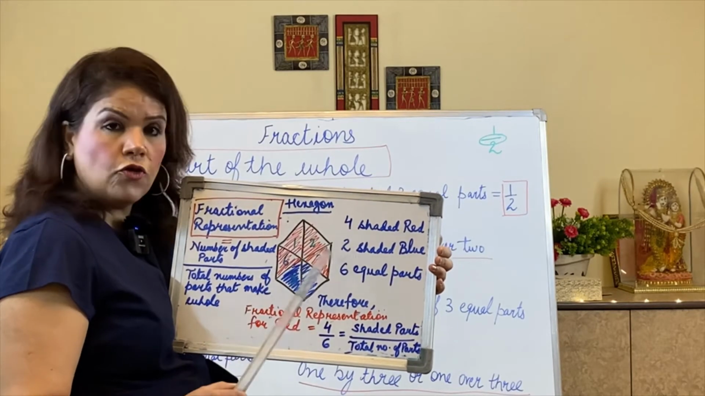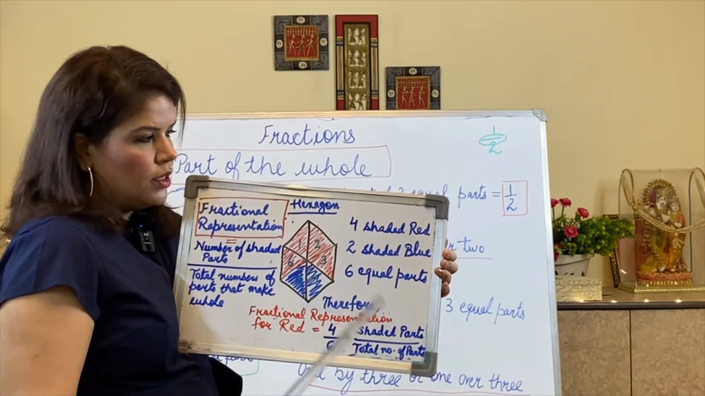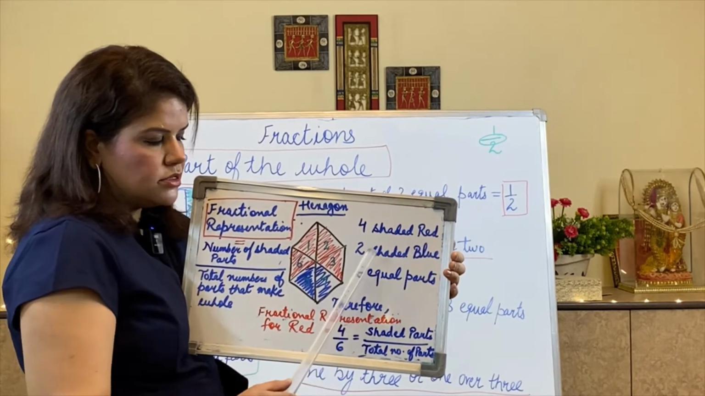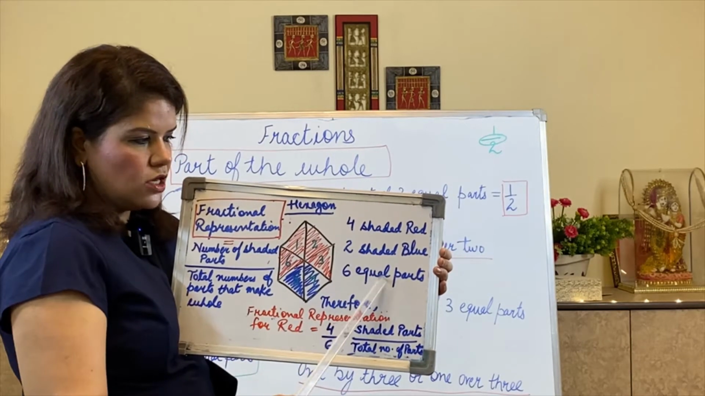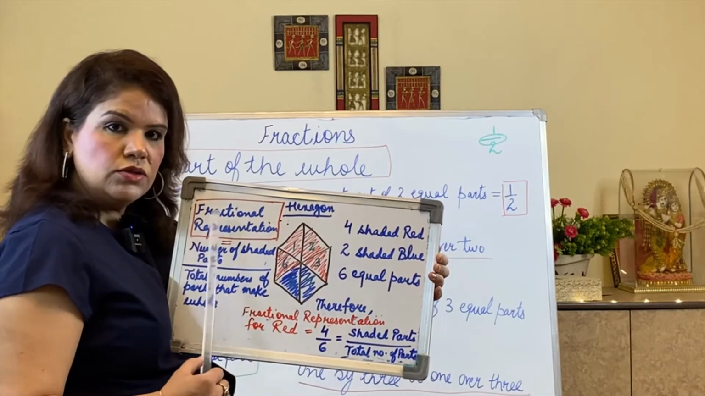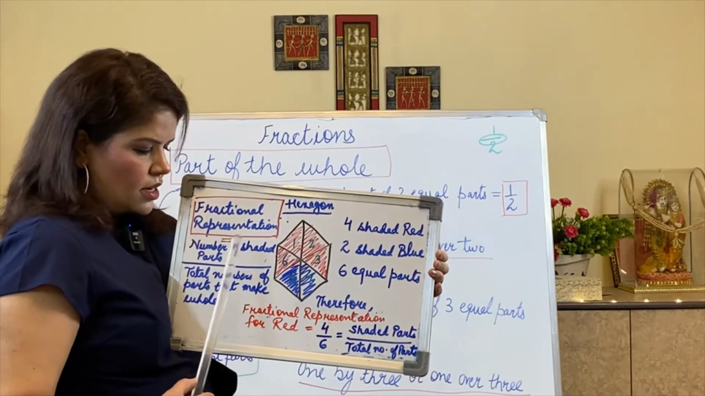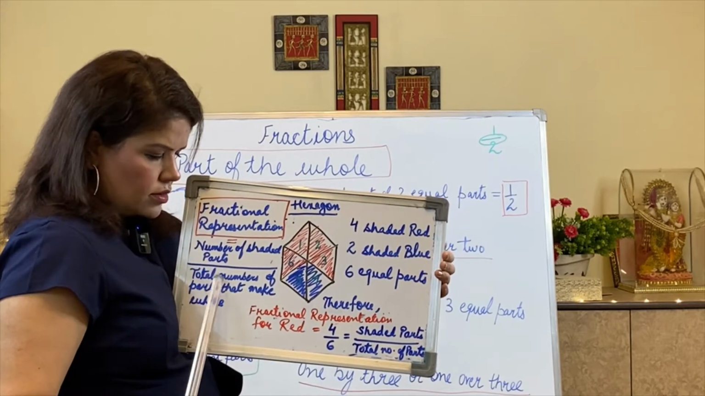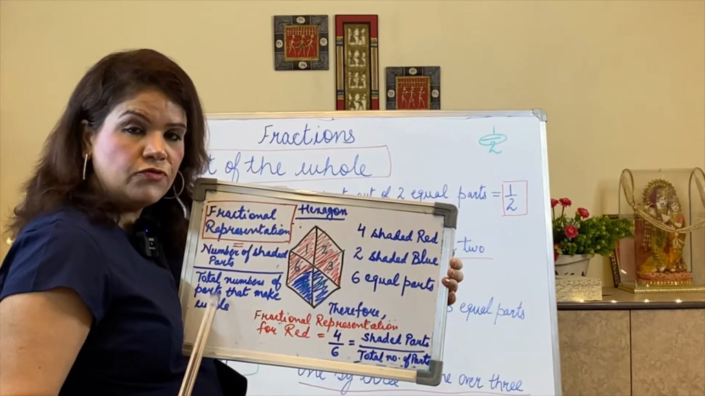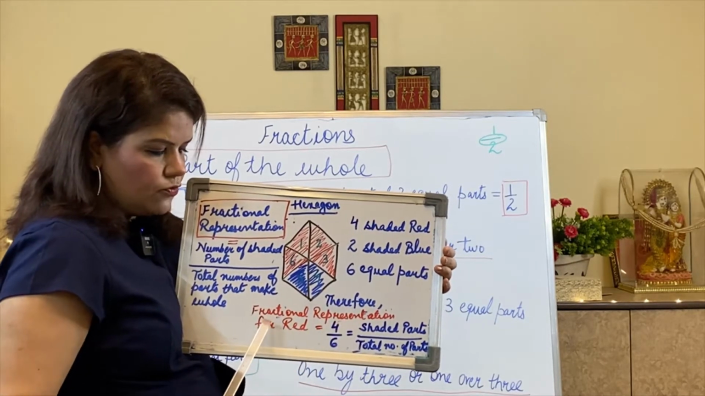We have 4 shaded parts. 2 parts are shaded blue. 4 shaded red parts, 2 shaded blue parts, and how many total parts? 6 equal parts. So how will I do this fractional representation? Number of shaded parts divided by total number of parts that make this one full hexagon. So I am getting the fractional representation for red.